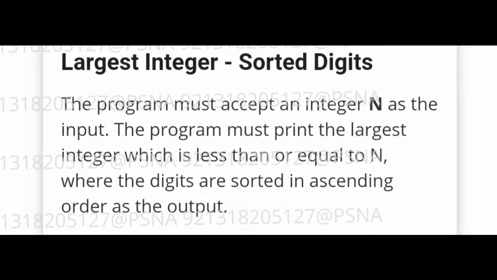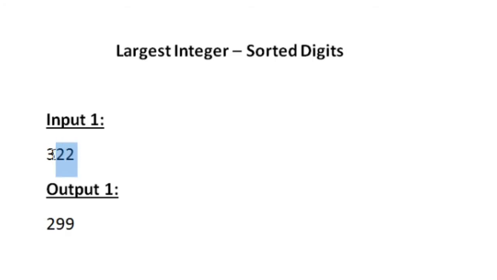This is the question asked in today's SkillRack daily challenge. We are given an integer n as input and we have to find the largest integer which is less than or equal to n, in which all the digits are in increasing order.